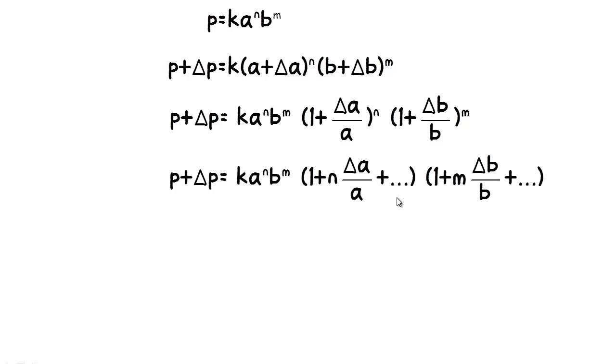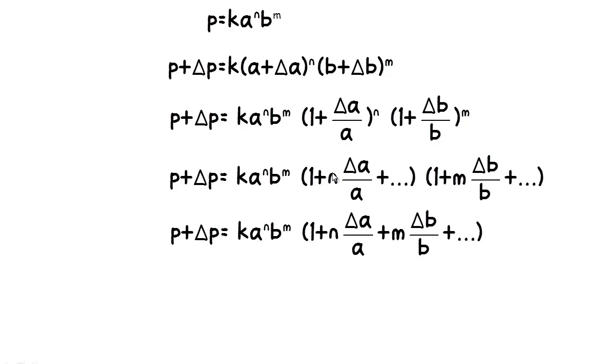Now notice I've excluded all the higher order terms. This is because if delta A over A is a small number close to 0, then all the high powers of delta A over A are going to be negligible. I'm going to multiply up these two brackets, and this is what I get. Notice again I've excluded all the higher order terms, because I know they are going to be small compared to these terms here.